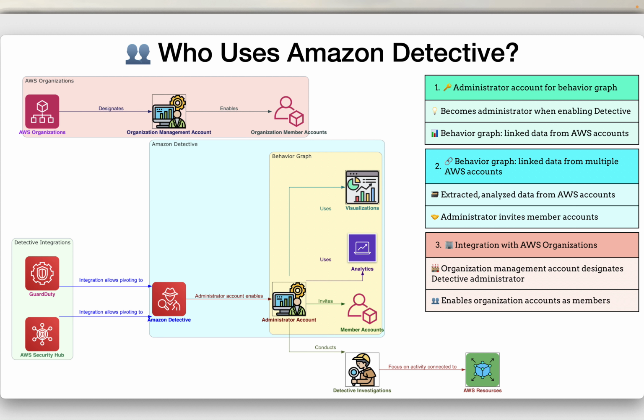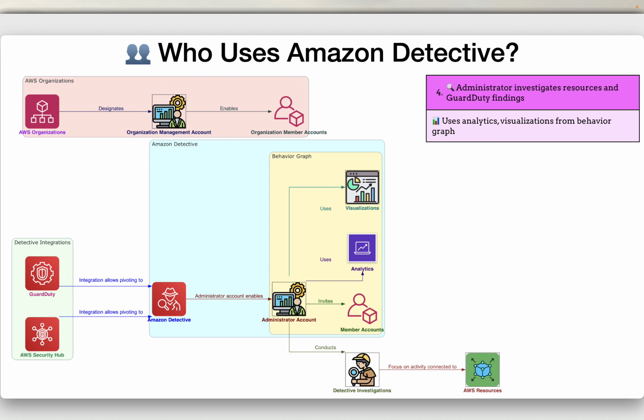So let's say you have 10 AWS accounts in an AWS Organization. First one is the management account. Then you create another account that you can designate as administrator account, and the other 8 accounts will be the member accounts. So here you don't have any invitation procedure.